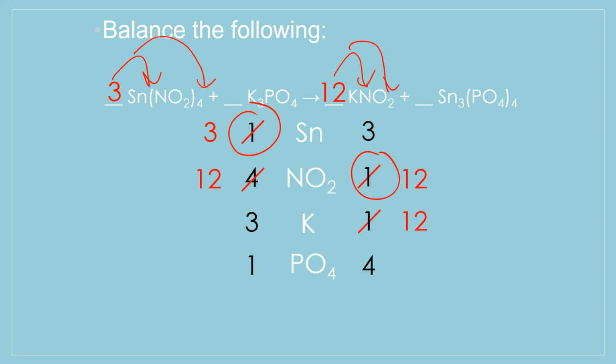Moving on to the next line. 3 is my smaller number. What number times 3 gets me 12? The answer is 4. So I put the 4 as a coefficient, cross that out, and now it's a 12. Now I move on. Not only is it K, but also PO4. So 4 times 1 gets me 4. Everything is balanced. So I look for an empty space, and I put a 1 for each of those empty spaces. I am done with balancing for this equation.